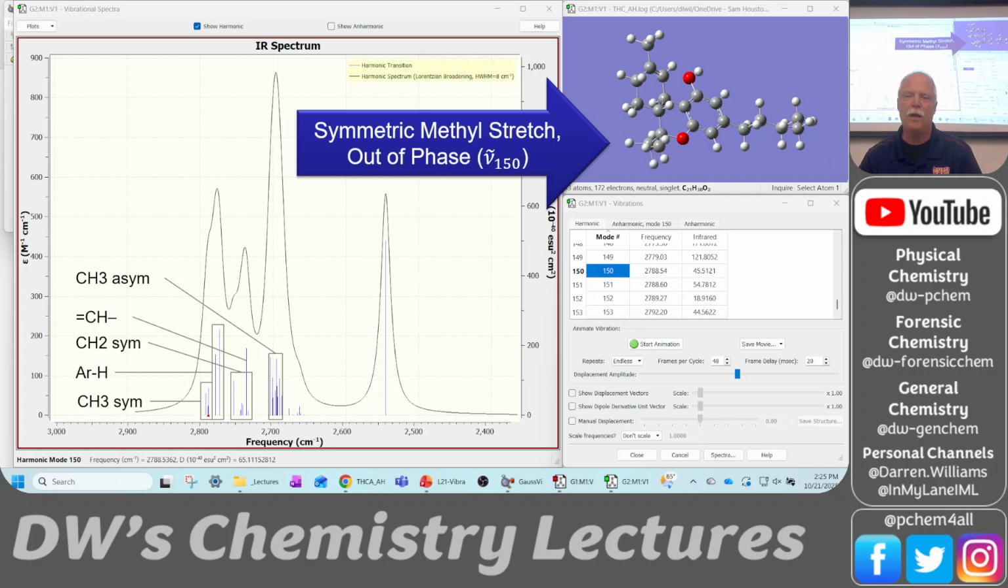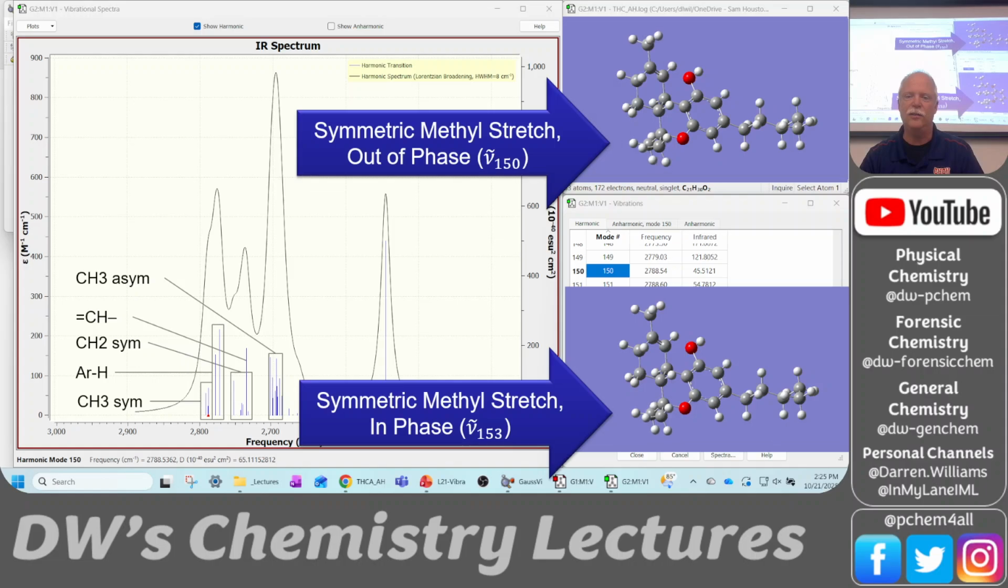Yeah. You could have coupled, right? You could have the bend of a methyl group coupled with the NH stretch or NO stretch, but you couldn't have in phase or out of phase. So here they are together, so you can just really lock in your brain what's meant by that. Okay. And those are the vibrational modes from Gaussian, number 150 or number 153.